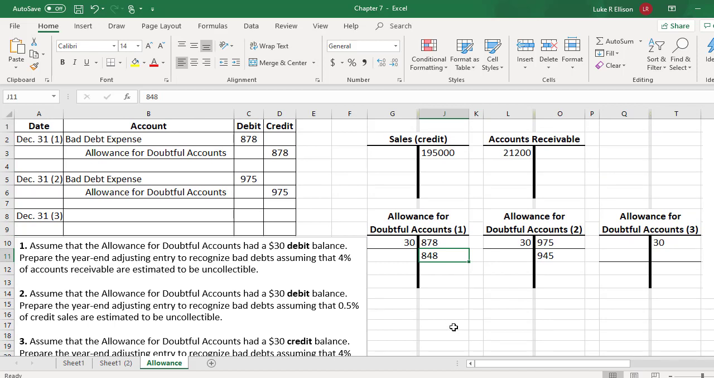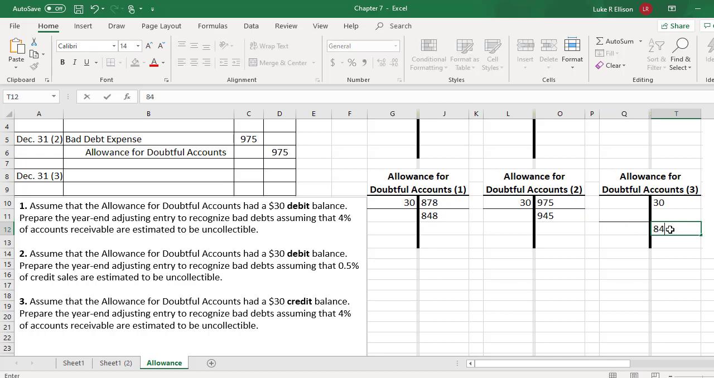So since we're doing percentage of accounts receivable, we know that number has to go below the line. That's going to be the balance of the allowance for doubtful accounts after we've made the adjusting entry. So we can put that down here. Now we have to ask ourselves what amount is going to have to go between the 30 and the 848 in order to get us this balance of 848. Well, if you take the 848 and you subtract $30, you will get 818. And now you'll see if you take 818 and you add 30, that will add up to $848.